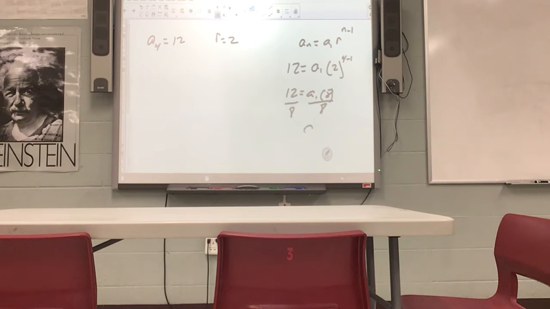So, A base 1, take out a 4, would be 3 halves, 1 and a half. I think that's what you were trying to figure out over there, Christian. Good job. So now we've got an A1, and we've got an R. So we're just going to write A base n equals A base 1, which is 3 halves, times R, which is 2, to the n minus 1 power. Not difficult as long as you've kept up with those formulas. Those are going to come in pretty handy when it gets to test time.